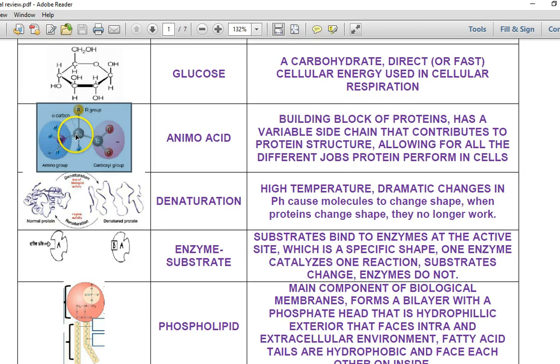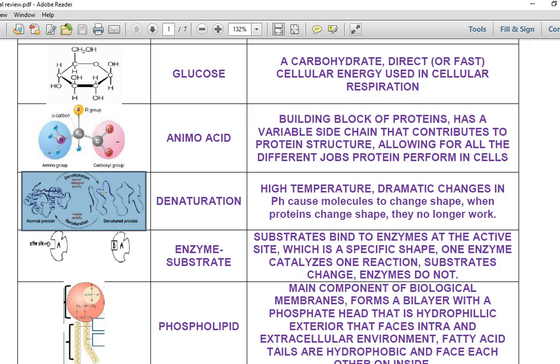So the amino acid has a central carbon with an amine group on one side and a carboxyl group on the other side. And then it has this R group here, and the R group is variable, meaning that it changes. And so there's 20 different amino acids in use in living organisms. The amino acids come together to make proteins, and these different side chains are going to contribute to how proteins fold. And remember, whatever different shape a protein has is going to be what it does. So the fact that we have all these different side chains in the amino acids allow for the different jobs that proteins are able to perform.